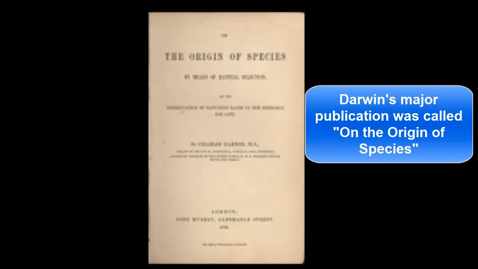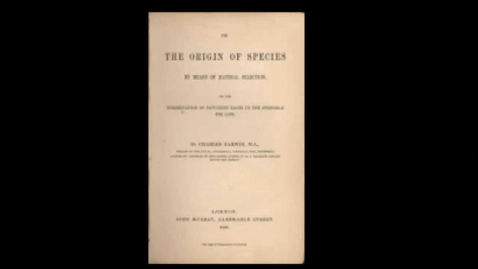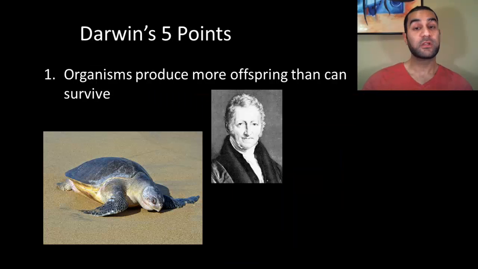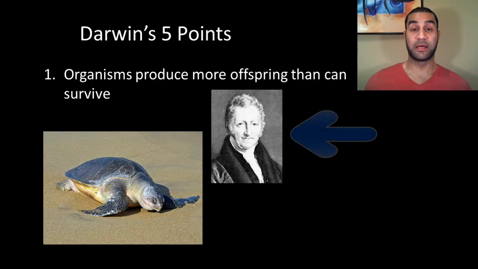So this was the publication that was given out by Charles Darwin that deeply discussed his overall concepts of natural selection. And his overall concept can basically be broken down into what we consider his 5 points. So we're going to go over those 5 points now. The first of the 5 points is that organisms produce more offspring than can survive. This is based almost entirely on Thomas Malthus's theory.